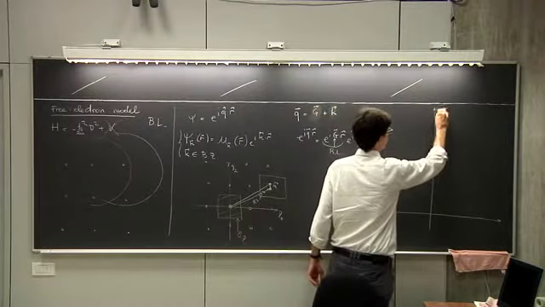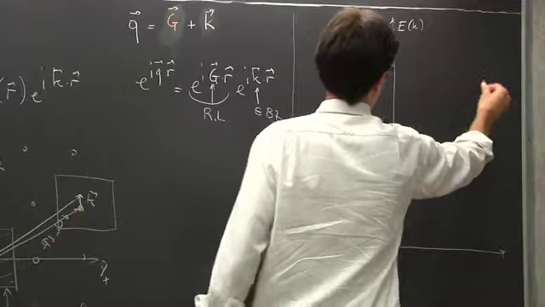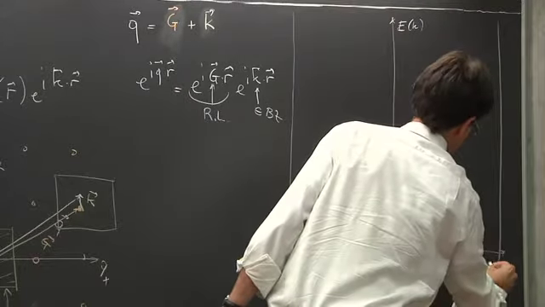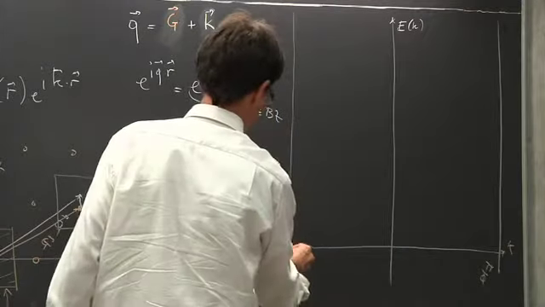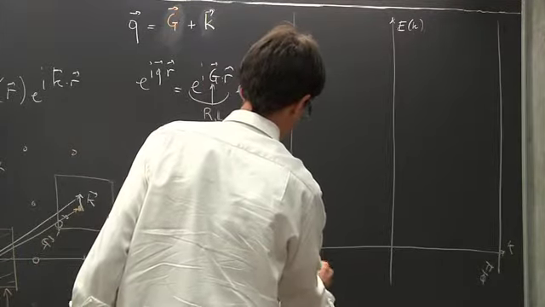So here I have my energy. This is pi over a. This is minus pi over a.